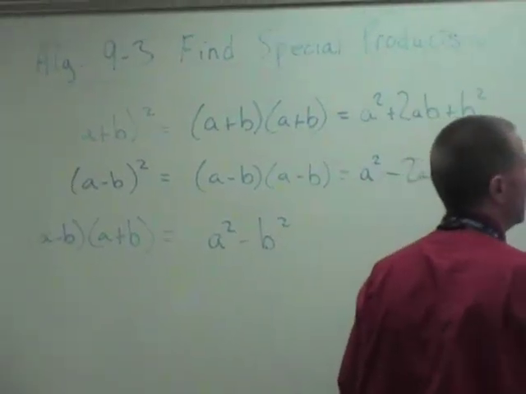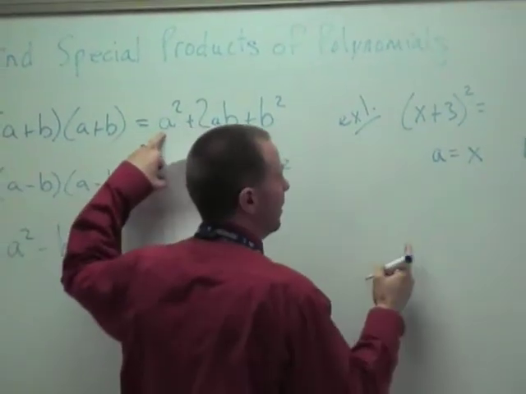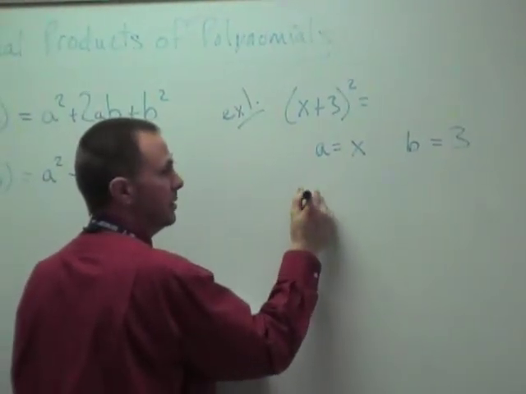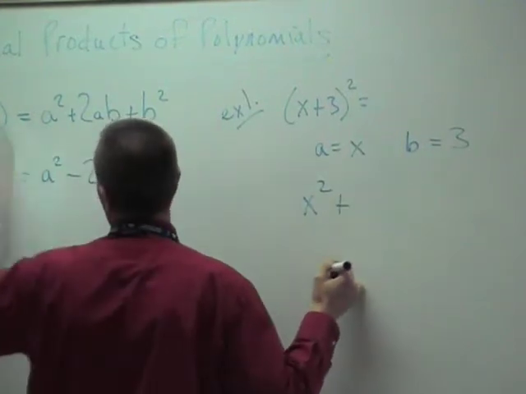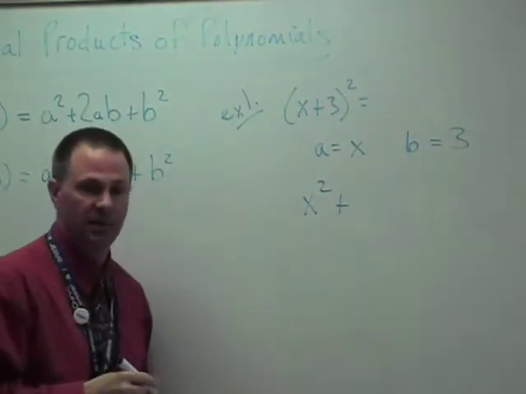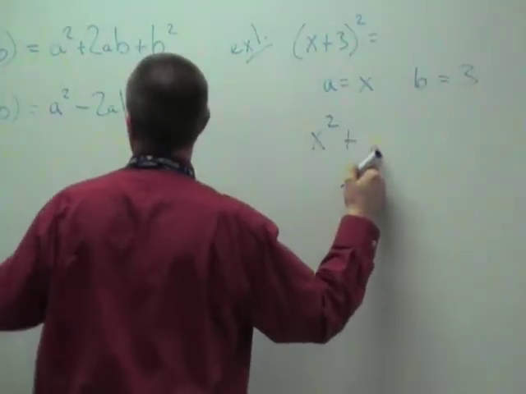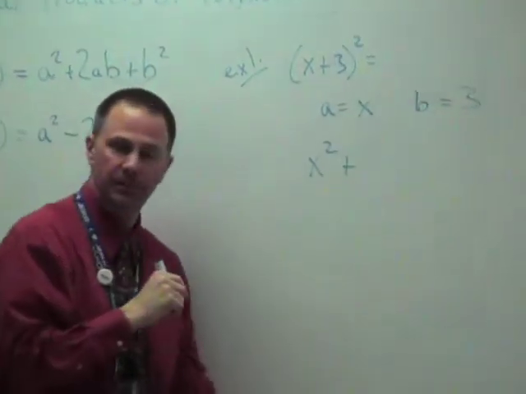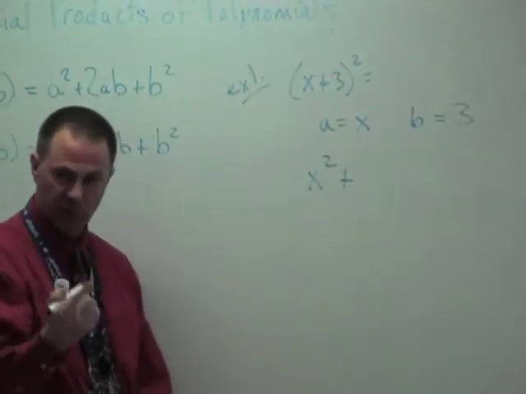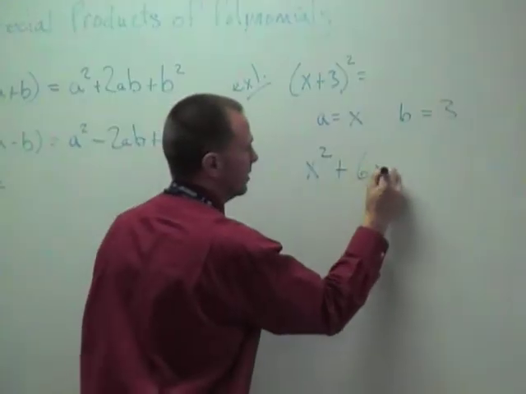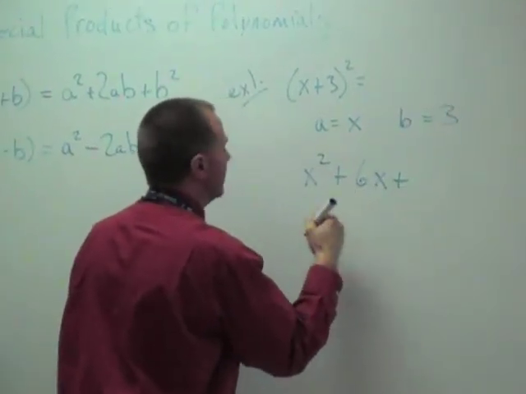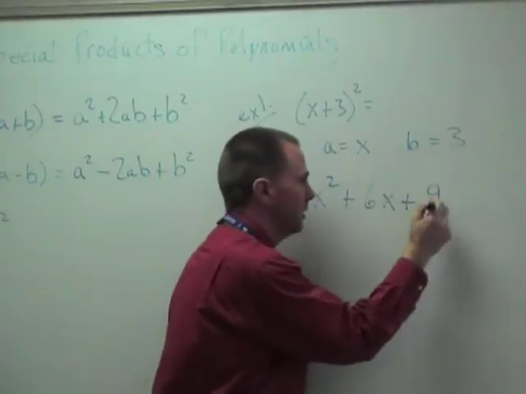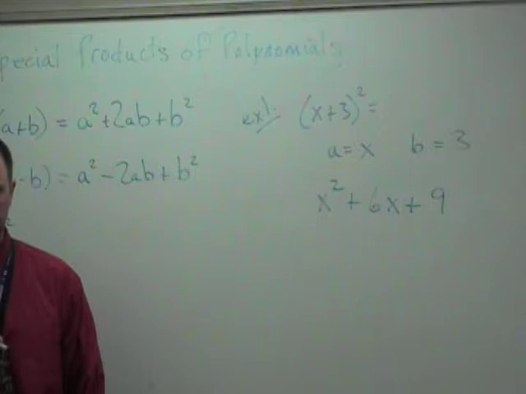So since I know it's the first one, I know I need to square whatever A is. So when I square 1x, I get what? X squared. And I know it's all plus because the first one has all plus signs. The second part is twice whatever A times B is. So what's x times 3? 3x times 2, 6x. And it's plus again. And then I square B. B is 3. What do I get when I square that? You're done.